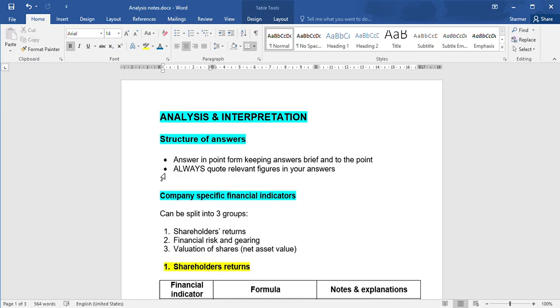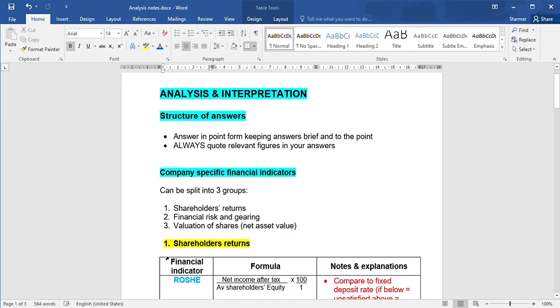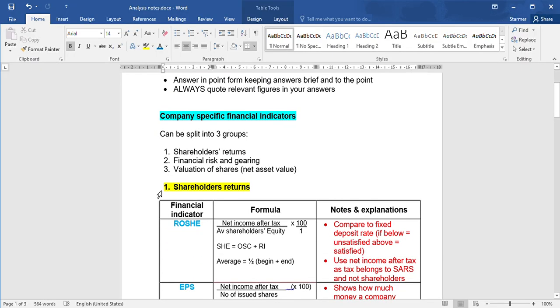throwing marks away. In this video, I'm only going to concentrate on company-specific financial indicators. In other words, I'm not going to go through the grade 10 and 11 financial indicators like liquidity, solvency, etc. You can split the company financial indicators into three groups: shareholders' returns, secondly, financial risk and gearing, and thirdly, the valuation of your shares. Right, let's start with shareholders' returns.